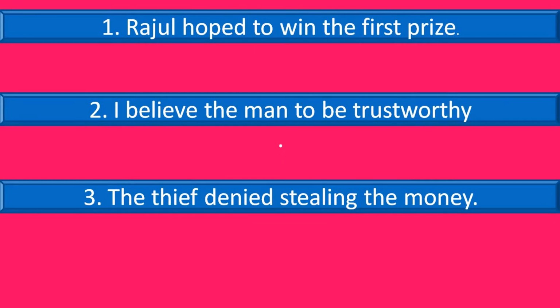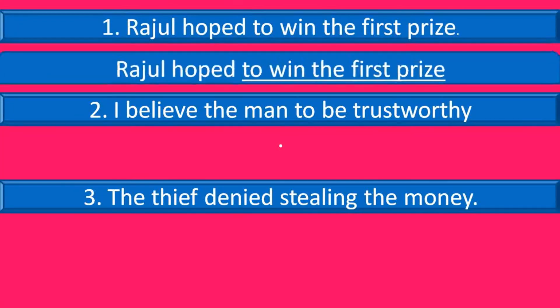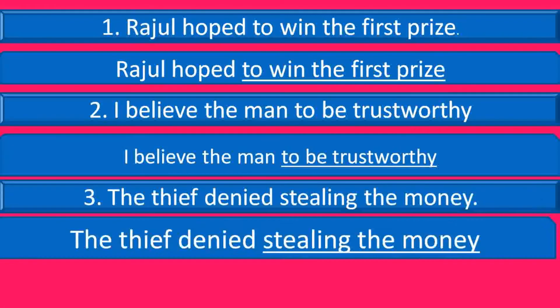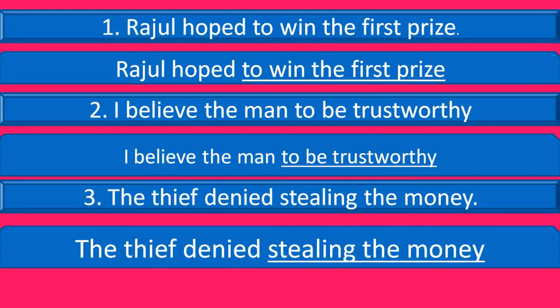Rajul hoped to win the first prize. Answer is to win the first prize. I believe the man to be trustworthy. Answer is to be trustworthy. The thief denied stealing the money. Answer is stealing the money.